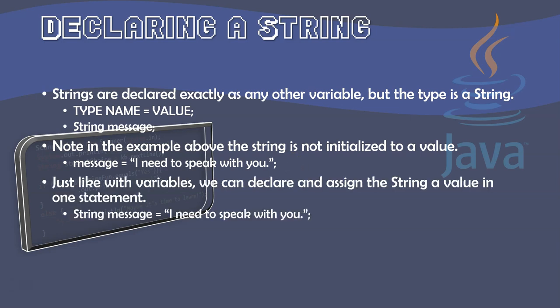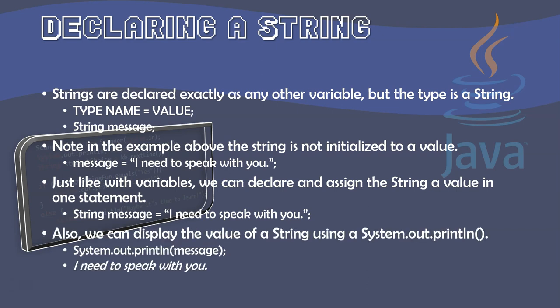Now, just like with variables, we can declare and assign a string within a single statement. So instead of saying String message and then message equals "I need to speak with you", I could have come by and said String message equals "I need to speak with you." And of course, you'll notice this follows the same rule that we had with variables: type, name, equals a value. So they are still following that same format.